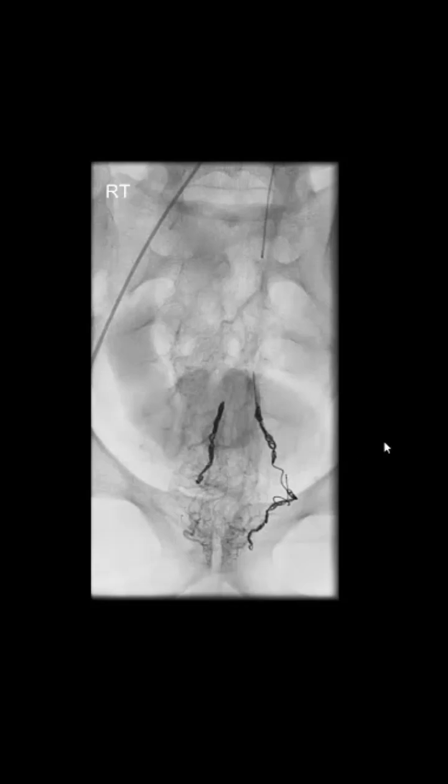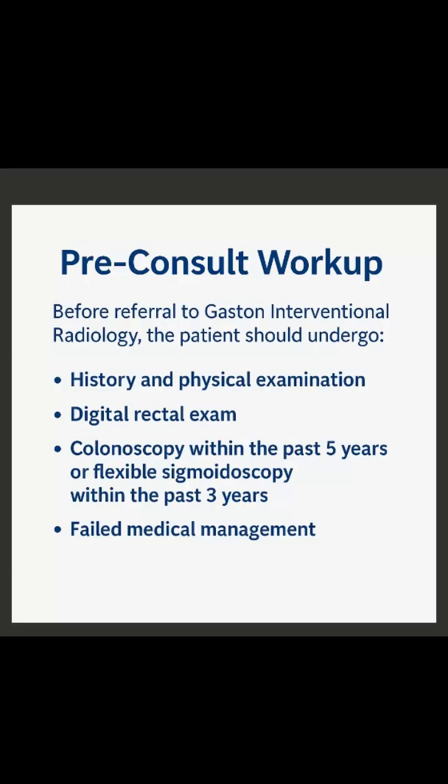As a quick review, the simple pre-consult workup for hemorrhoidal artery embolization for treatment of internal hemorrhoids should include history and physical exam, digital rectal exam, colonoscopy or sigmoidoscopy, and failed medical management. However, like I said before, if you have a patient you suspect has internal bleeding hemorrhoids and you want them worked up, feel free to send them directly to us.